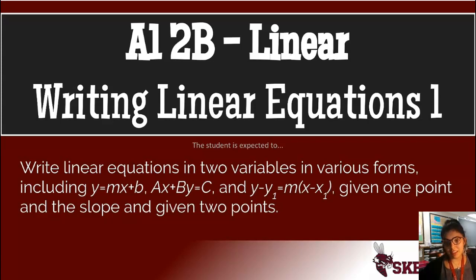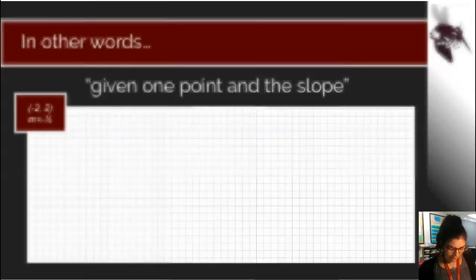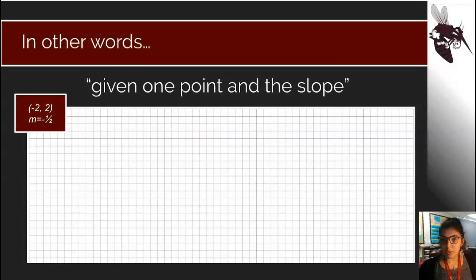TEK 2B is in the linear category, and it's our first of two writing linear equations TEKS. This TEK states that students are expected to write linear equations in two variables in various forms, including slope-intercept form, standard form, and point-slope form, given one point and the slope, and given two points. So we have multiple versions of how we could write the output here, and multiple things that could be given as the stimulus.